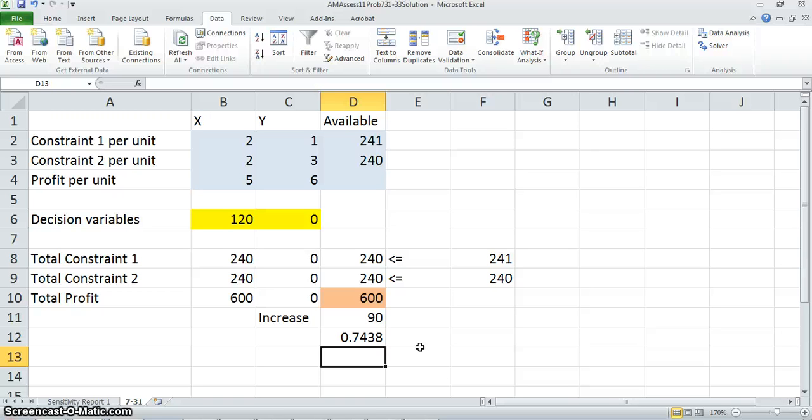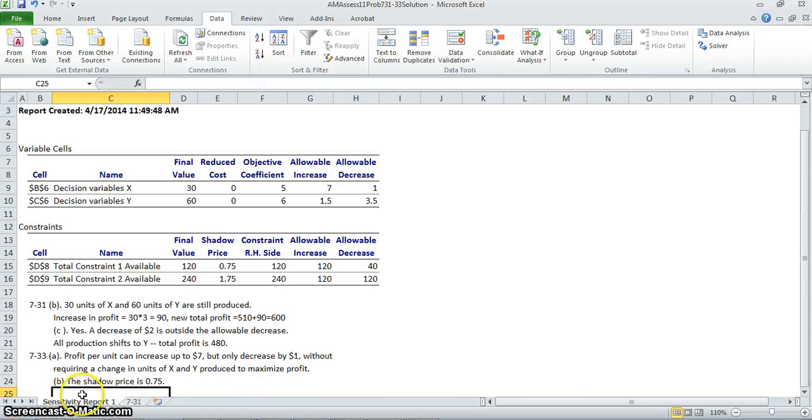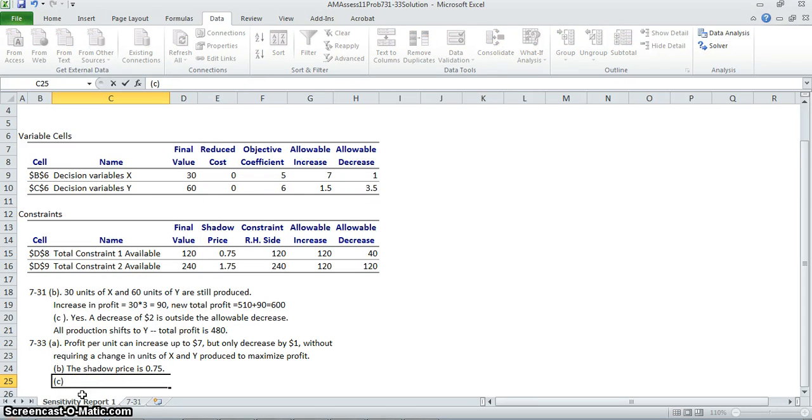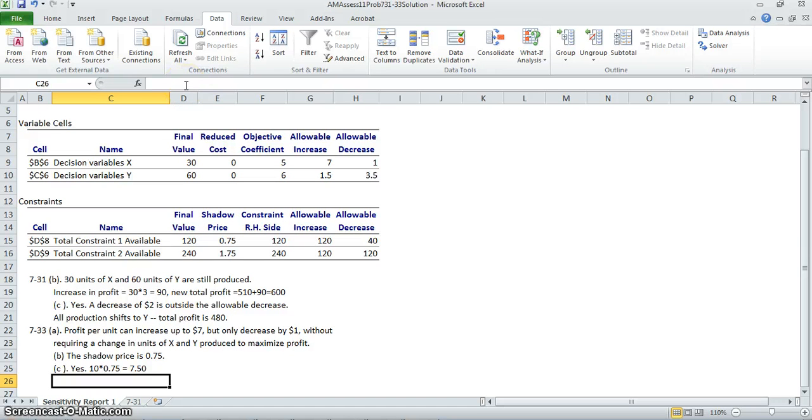Question C is very similar, and you can do this type of analysis with question C, but it asks about a 10-unit change in the right-hand side of constraint 1. And we can see, just simply from the sensitivity report, that 10 is within the allowable increase, so we would expect to obtain $7.50 in increased profit because the shadow price is 75 cents.